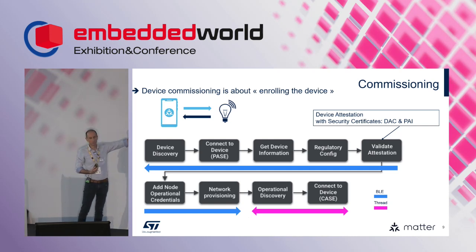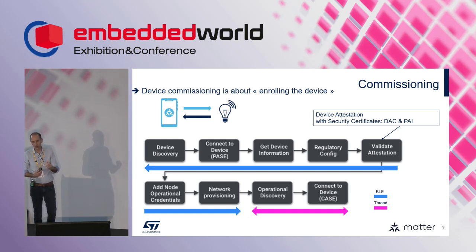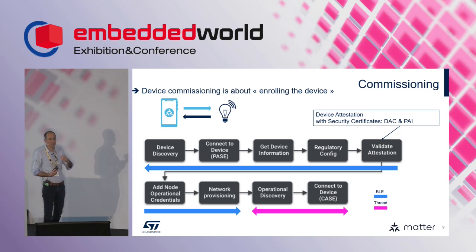We have some security stuff here with crypto and so on. And at some point, we reach on the right box what we call device attestation. At this stage, the device can be integrated in the network and it has to prove its identity. That's something really critical. How do you prove that it's a real, genuine device, a device that can be certified thanks to the Matter certification program?